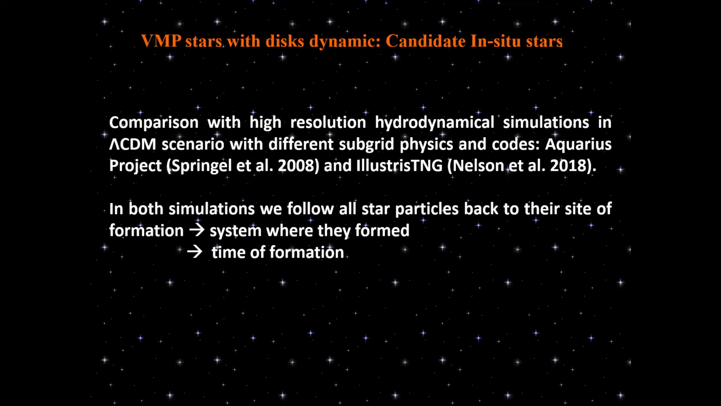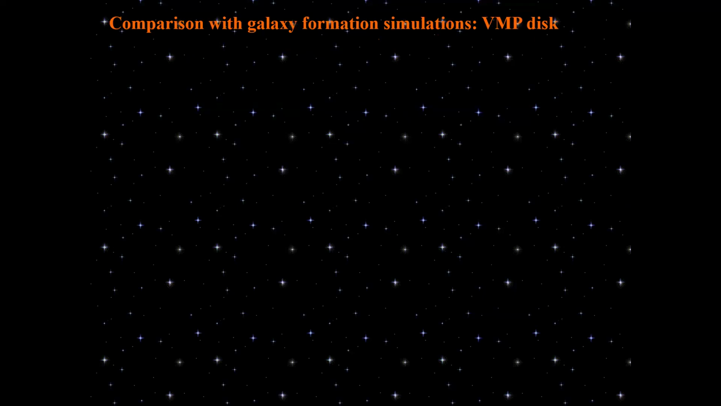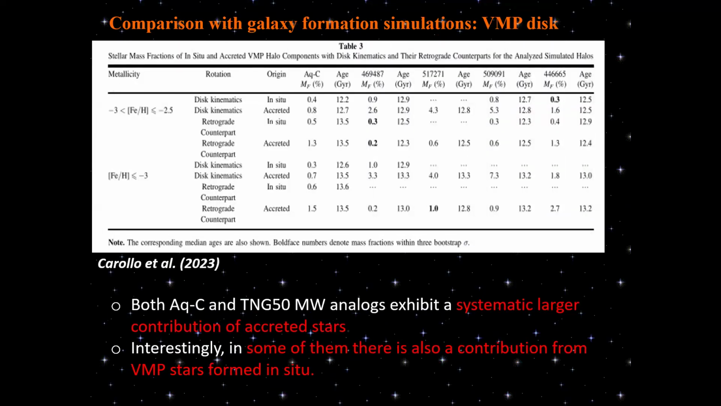Just a quick comparison with simulations to test these ideas. We looked at high resolution hydrodynamical simulations, Aquarius C and IllustrisTNG galaxies, TNG50. In both simulations, we follow back in time in the merger trees the star particles, and we look at the system where they form, the time of formation. There is a lot to say about this comparison to simulations, but here I just want to tell you what we found.